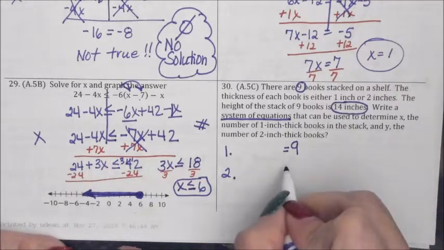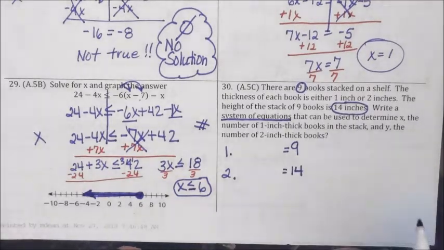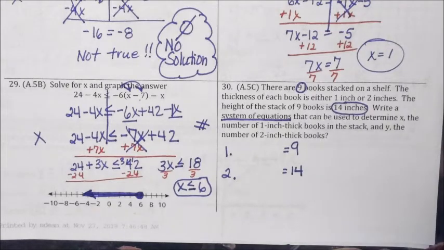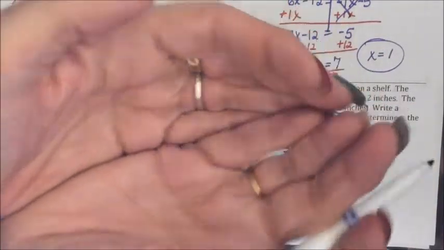14 inches. So I need to figure out what equals 9 and what equals 14. The number of books is 9. So if I add how many books I have in my hand, that should add up to 9.